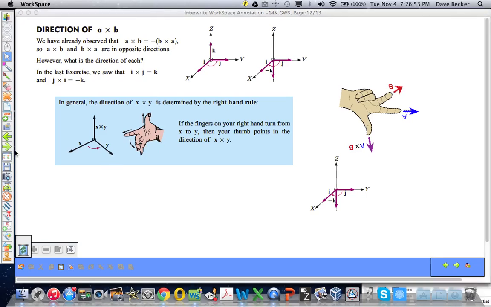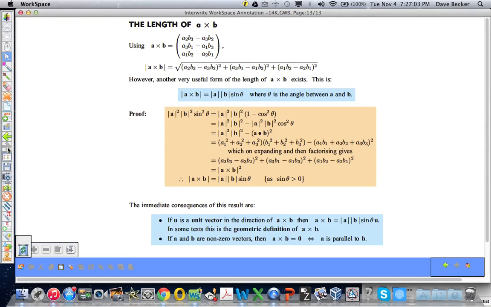Okay. So the right hand rule is a way that we can use to find the direction, which way the cross product vector is going. Okay. What about the length of A cross B? So here's A cross B, which is a vector, right? And we know how to take the magnitude of a vector. It's each component squared. Yes? Another form of this that is useful is the magnitude of A cross B equals mag A, mag B, sine theta, where theta is the angle between A and B.